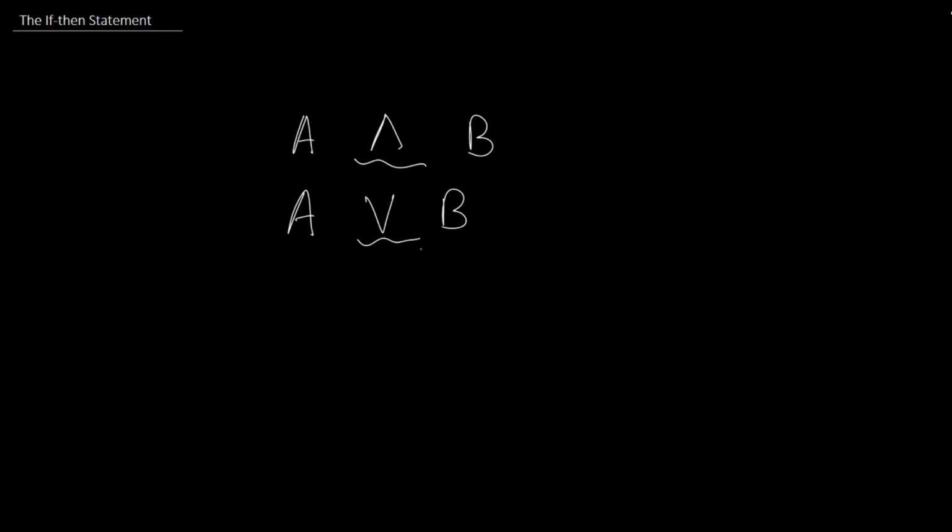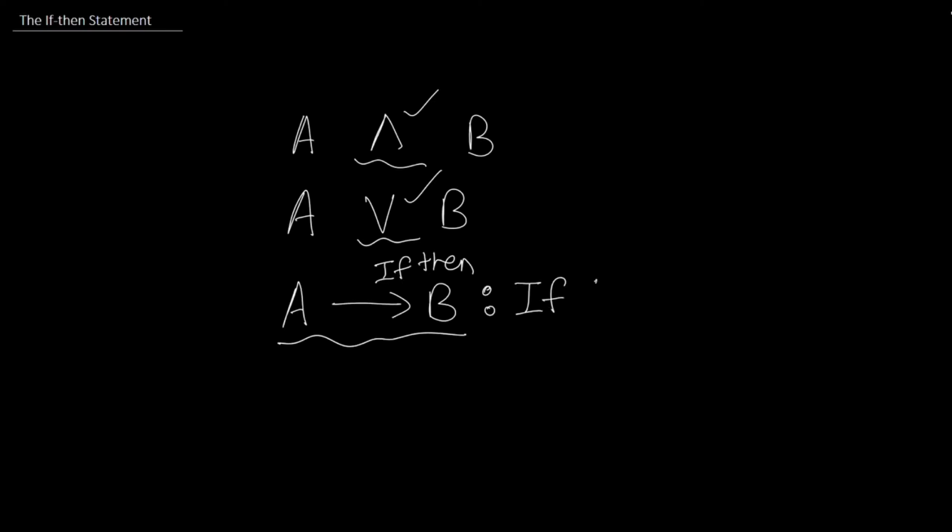Now, for this video, I'm going to introduce a third way in which we can combine two different symbols together. And this one is denoted with this arrow sign. So what does this mean? This means and, this means or, this one means if then. So what do I exactly mean by that? This whole statement over here means if A happens, then B also happens.